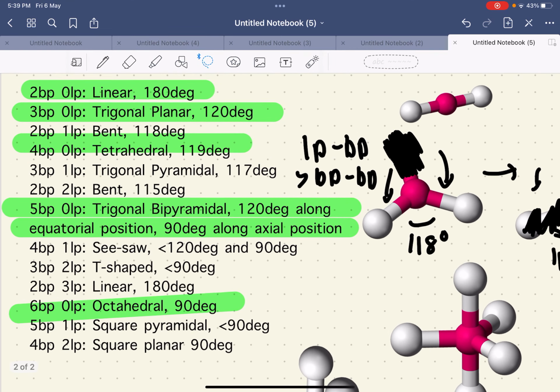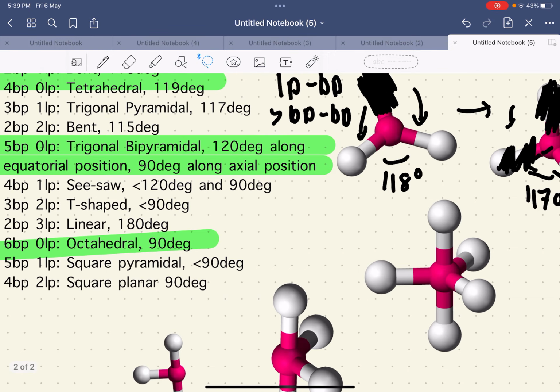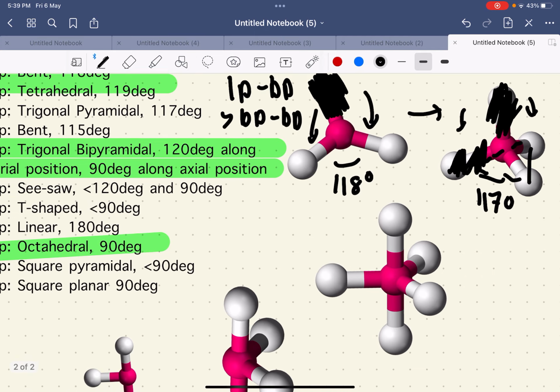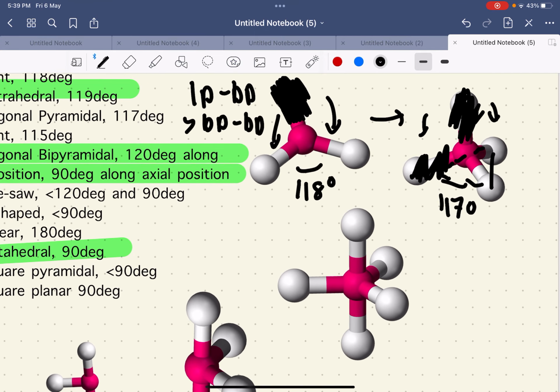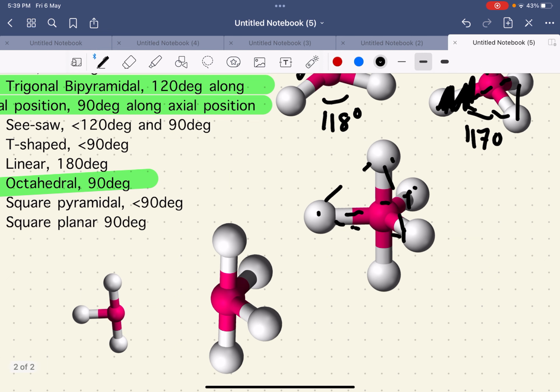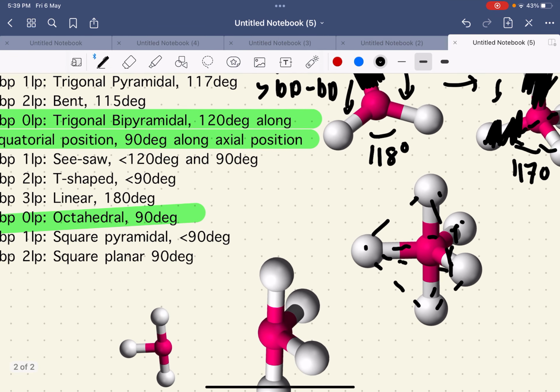And now we look at five bond pairs, zero lone pairs, a trigonal bipyramidal. Now what is a trigonal bipyramidal? Now we know trigonal pyramidal is a pyramid with a triangle as its base. Now trigonal bipyramidal, this is also a pyramid with a triangle as its base. You see, this is a triangle, and it's a pyramid. Bipyramidal, bi means two. So there are two pyramids with a triangle at their base. You see here? Can you visualize?